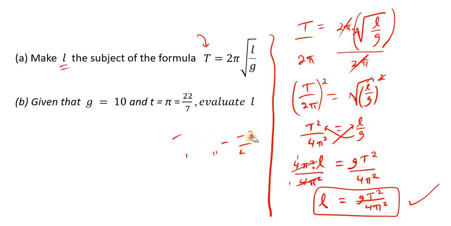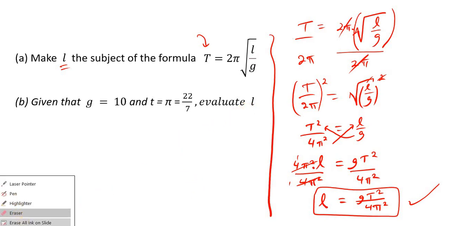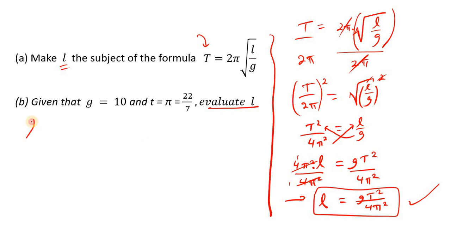We want to evaluate. What are we trying to evaluate? We want to evaluate G. Well, we want to evaluate L actually, so my bad. We want to evaluate L. So evaluating L given the value of G, T, and pi. Okay, so since we want to evaluate L, we already have L as the subject over here, so we're going to just take that. L equals G T squared all over 4 pi squared.